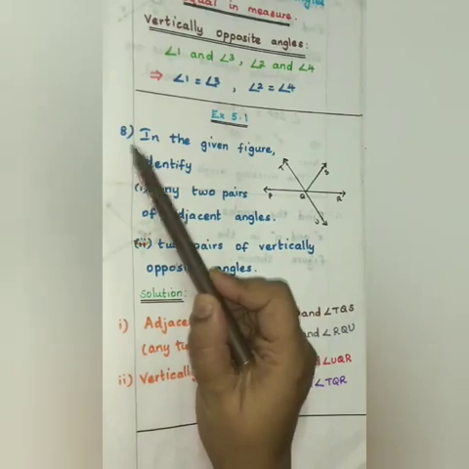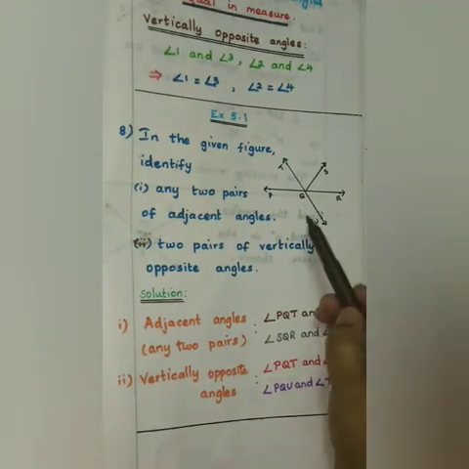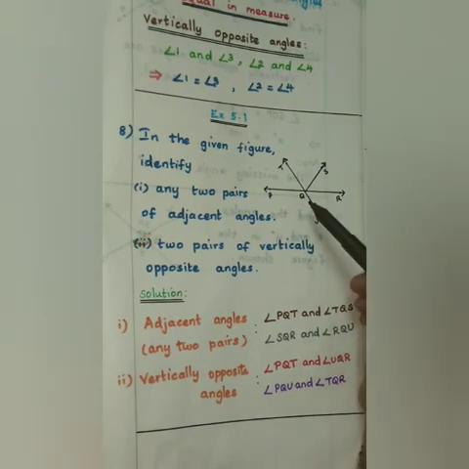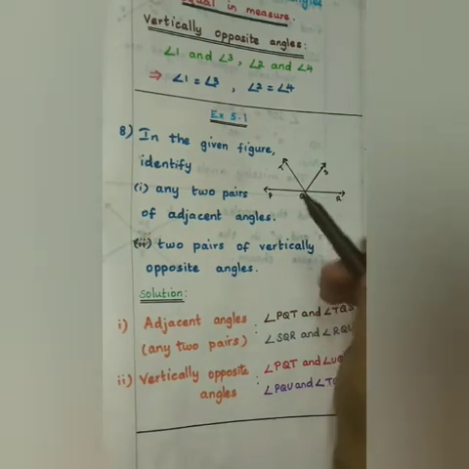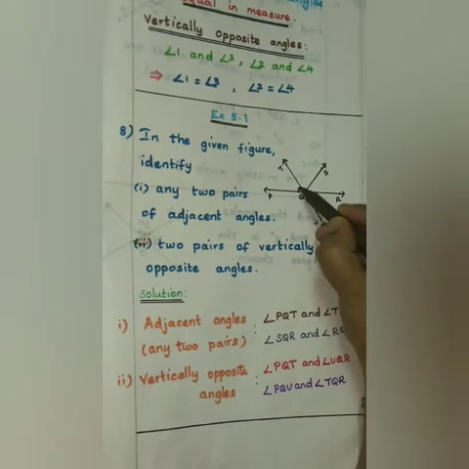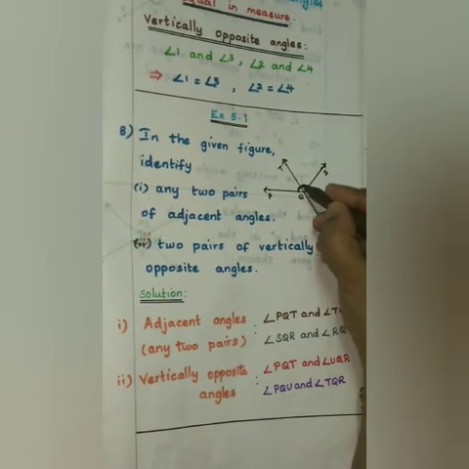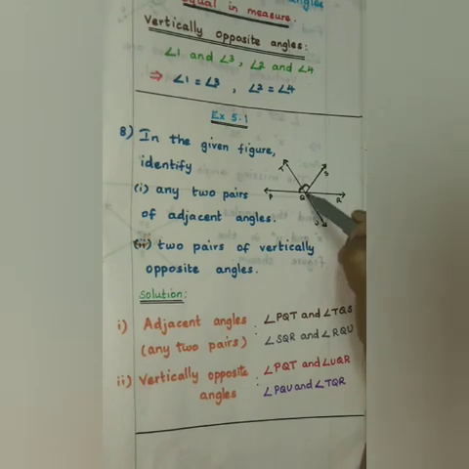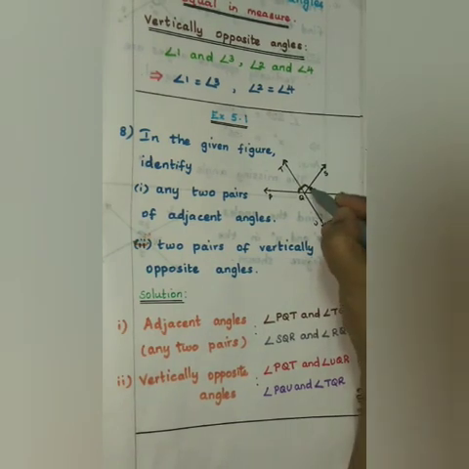Let us see 8th problem in exercise 5.1. Here we are asked to find any two pairs of adjacent angles in this figure. We can find many pairs of adjacent angles, but we are asked to find only two pairs. So the first pair is angle PQT and angle TQS, which are adjacent angles. Second pair, angle SQR and angle RQU are adjacent angles.